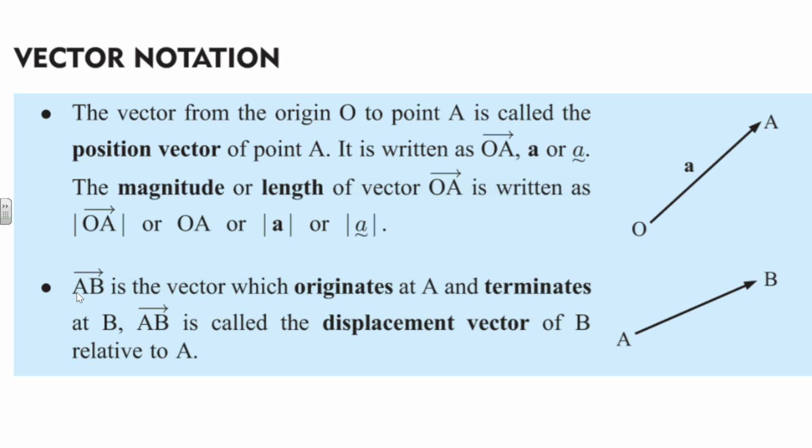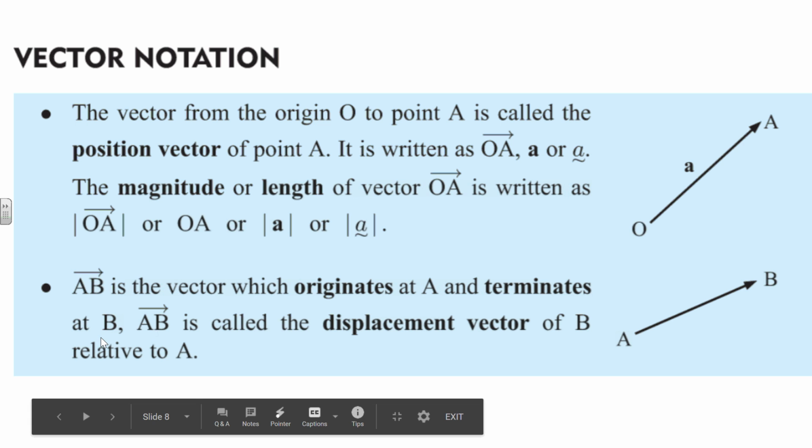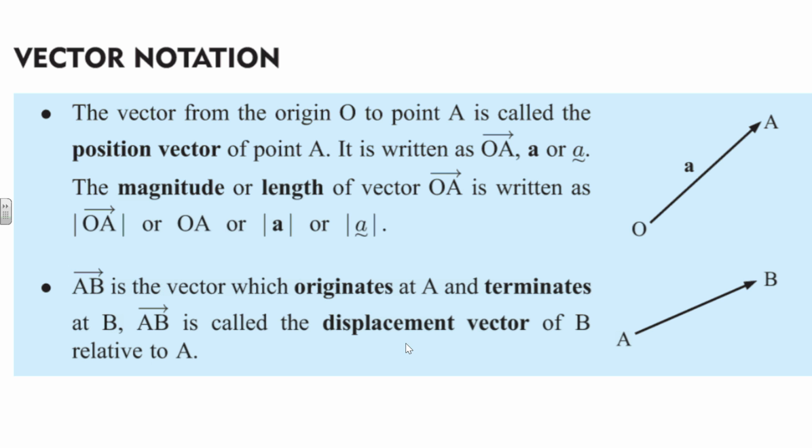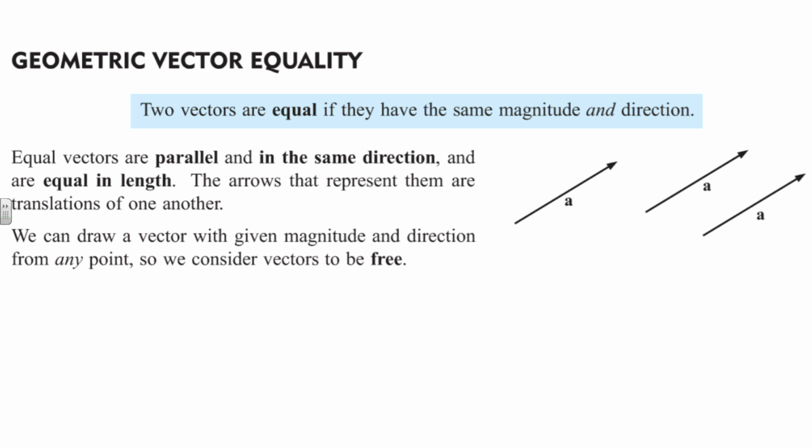Vector AB is a vector that originates at A and terminates or ends at B. So we call that vector AB. We also call it a displacement vector of B relative to A. In other words, that distance and direction, while it does go from A to B, could also go from another point, C, to another point, D. So we can also think about vectors from that point of view.